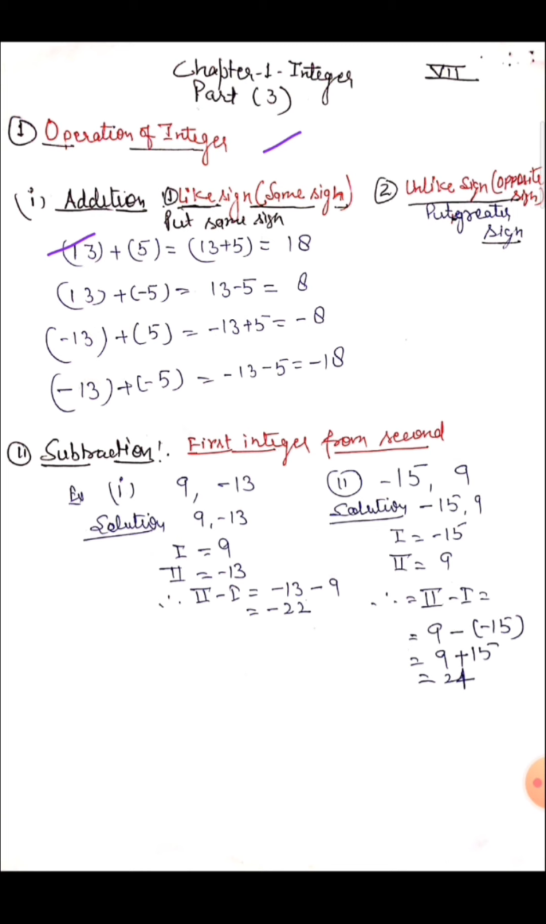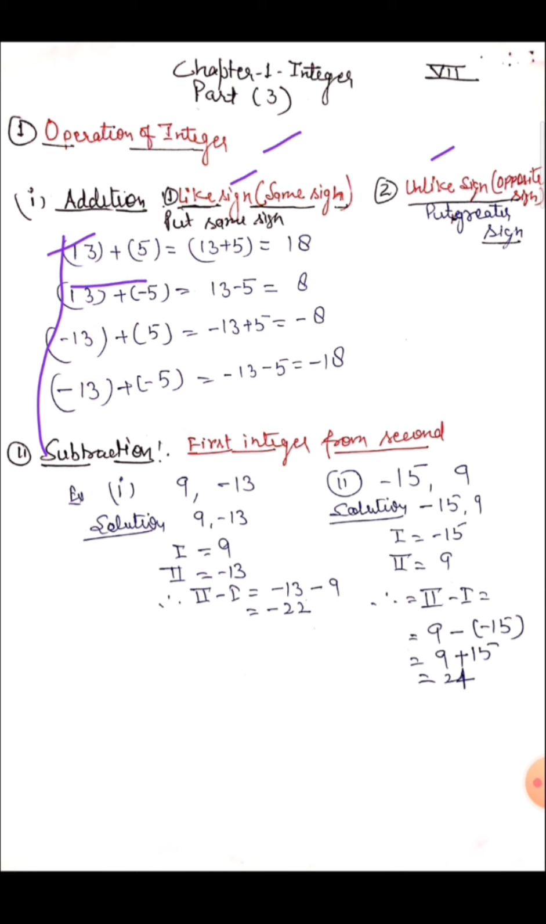We can add two integers by two rules: first is like sign and second is unlike sign. Like sign means same sign, unlike sign means opposite or different sign. In addition, we have four cases. In the first case, the integers are given in the same sign, meaning like sign.